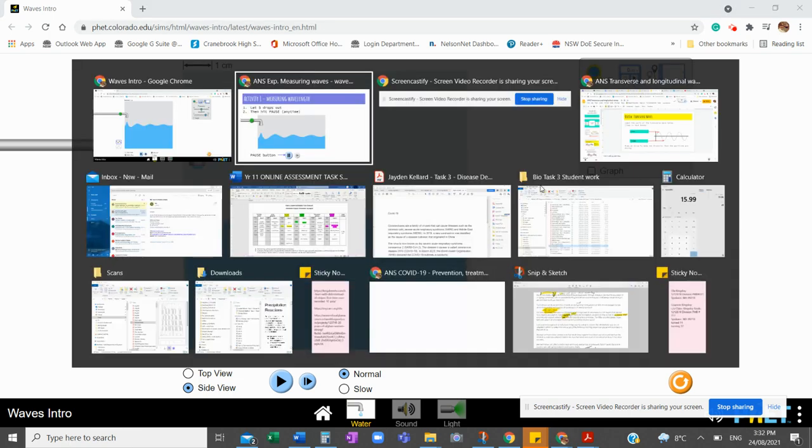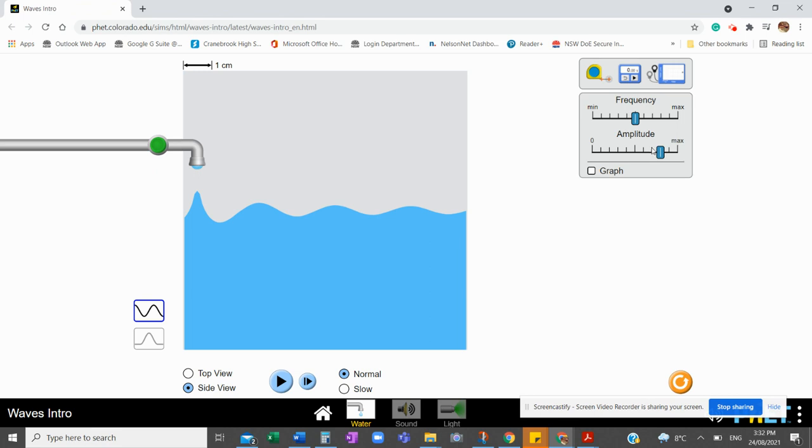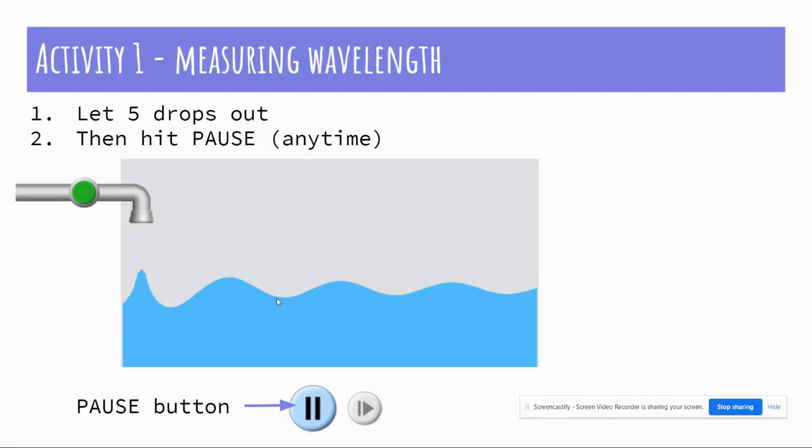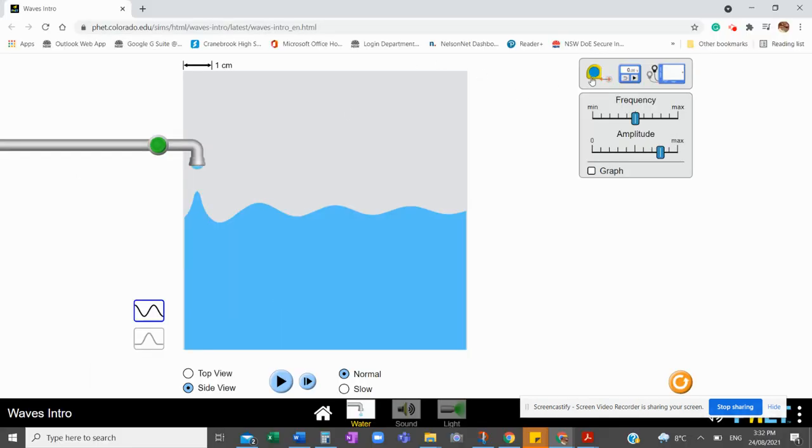So our first activity: still lit, then 5 drops or so, basically so they get to the end, then hit pause. It doesn't matter how many. Then I believe we need the measuring tape. So measuring tape tool and measure across the crest. Now it said 2.6 there. I wonder if it's going to be the same now. So let's try and get the middle there.